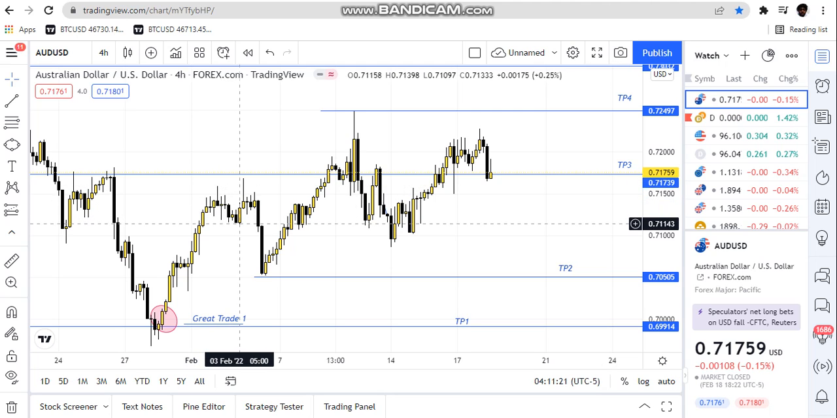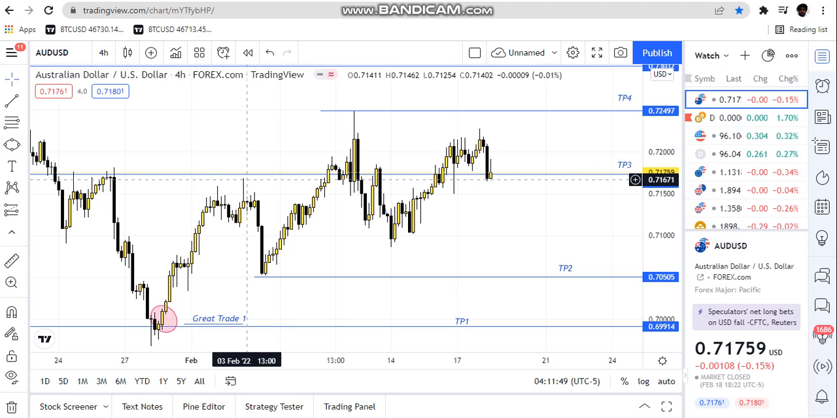It makes a higher low. It has to make structure. It just won't go higher and higher and higher. It makes a higher low back down from February 2nd to February 3rd. February 3rd, it picks back up and makes a higher high to 71. It almost goes to take profit 3, but it didn't go to take profit 3.